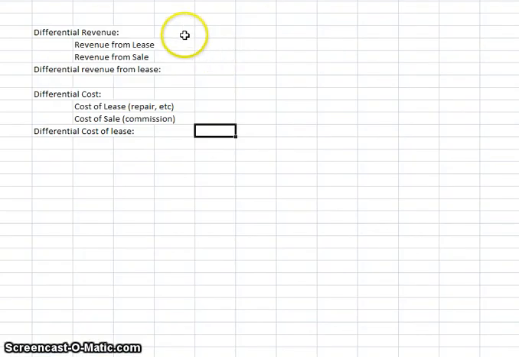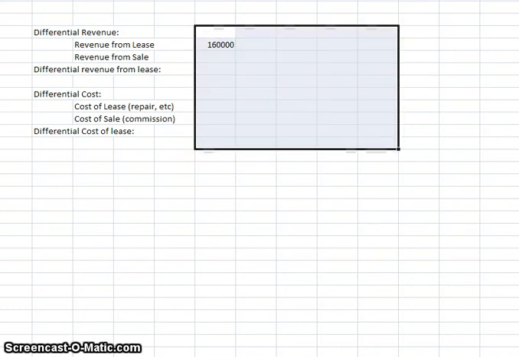Alright, so this is how we're going to look at it. We're going to look at differential revenue versus differential cost. We've got the revenue from the lease versus the revenue from the sale, and the cost of the lease versus the cost of the sale. So looking at this, your revenue from the lease, how much money were you going to make on that lease? You were going to make $160,000. Oh, I should probably give myself commas here.